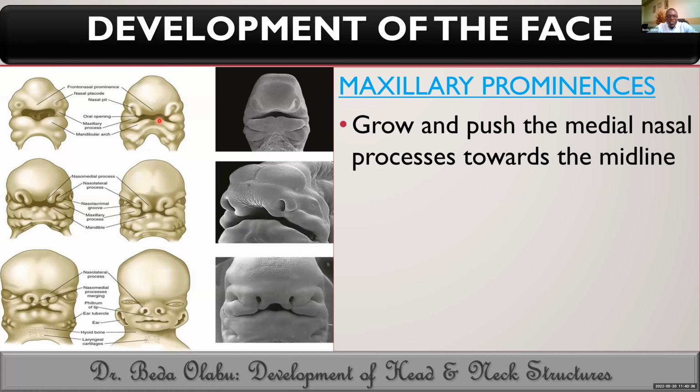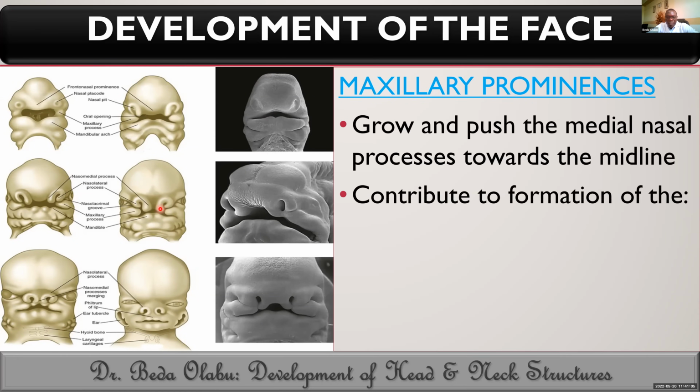It is tempting to think that the lateral nasal prominence is the one that is likely to be pushed, but no, based on the anatomy. Look at that. If this is a lateral nasal prominence and this is a medial nasal prominence, this is the maxillary prominence. If this one grows that way, it will be pushing the medial nasal prominence. It doesn't push the lateral, it pushes the medial. It pushes the medial nasal prominence towards the midline. What will the maxillary prominence become?